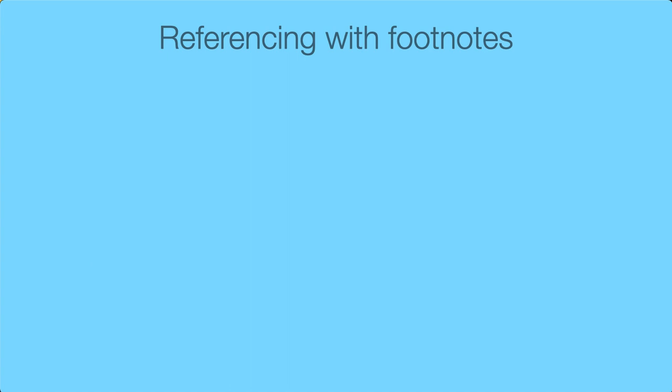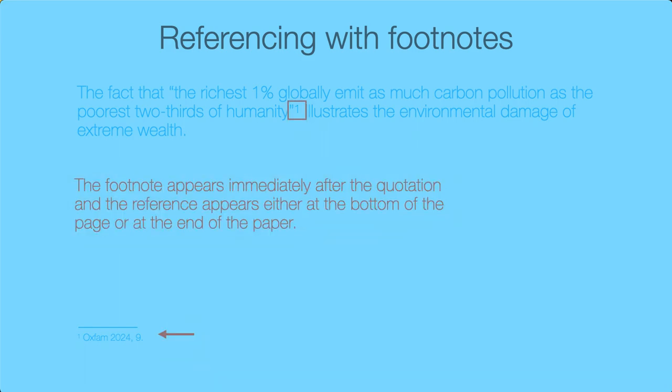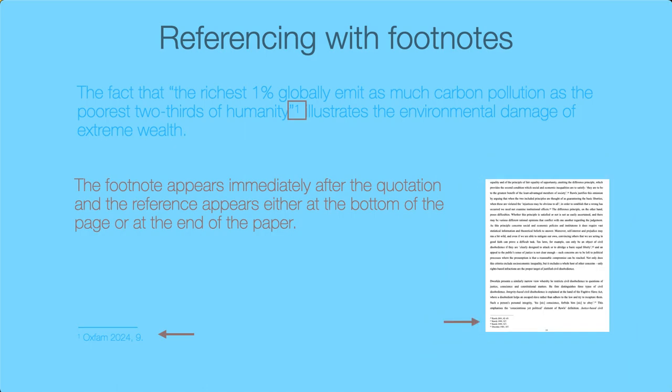Another style used fairly regularly is to incorporate footnotes. One could say, the fact that the richest 1% globally emit as much carbon pollution as the poorest 2/3 of humanity illustrates the environmental damage of extreme wealth. And here you can see I've used footnotes for the reference information. The footnote should appear immediately after the quoted material. One benefit to this style is that the text looks less cluttered, and if the reader is interested in the referencing material, they can look for it, but they don't have to skip it while reading. Typically it looks like this on a page.